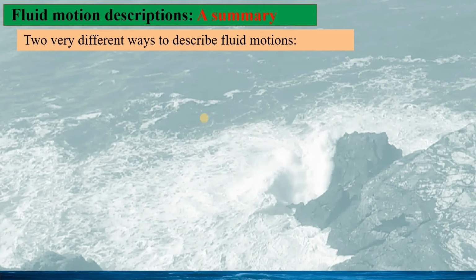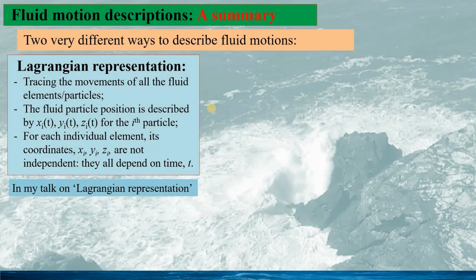Now we have a look at the summary of the fluid motion description. In my last talk, the Lagrangian representation was taught. It is a method for tracing the movement of all the fluid elements or particles. The fluid particle position is described by the coordinates x(t), y(t), and z(t). For each individual element, its coordinates on the trajectory x, y, and z are not independent. They all depend on time.